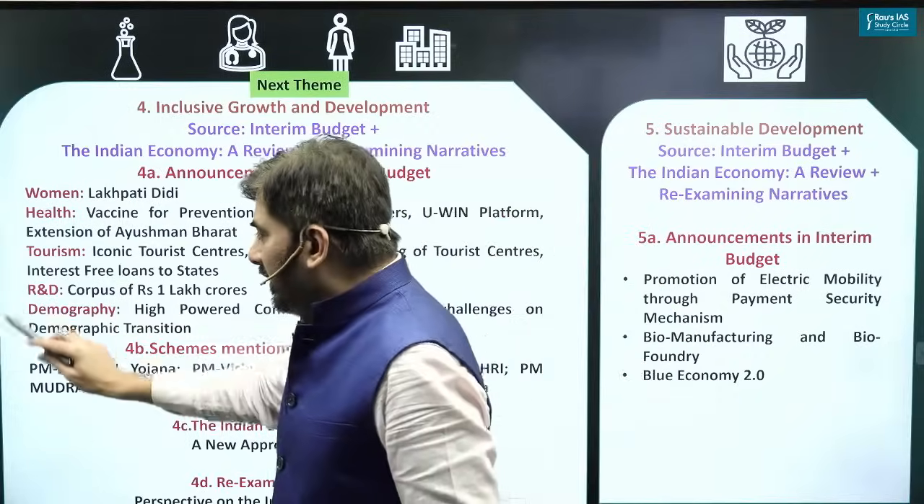So when we say inclusive growth and development, the best definition that we have right now is the definition of UNDP, United Nations Development Program. According to UNDP, inclusive growth is a growth which benefits all the sections of the Indian society, and it is a growth in which people have also participated in the process of growth.